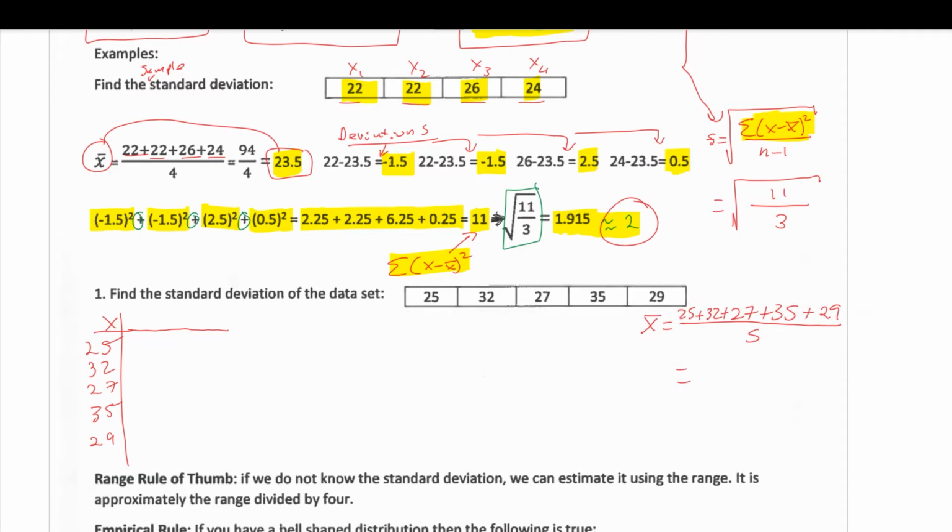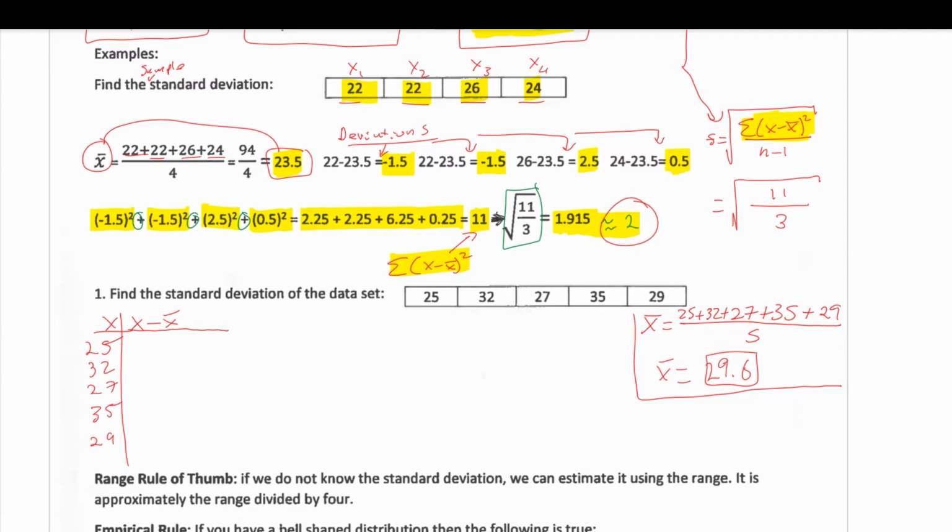Well, if you do that calculation, you're going to get 29.6. That's the mean. Okay, that's the sample mean. Just put that on the side here. All right, so we're going to calculate the deviations next. So you're going to get this x value minus the mean.